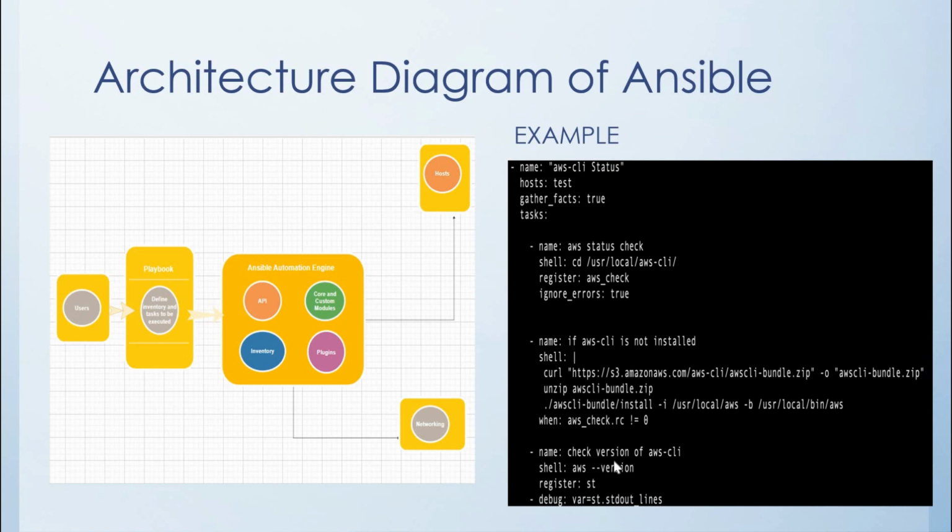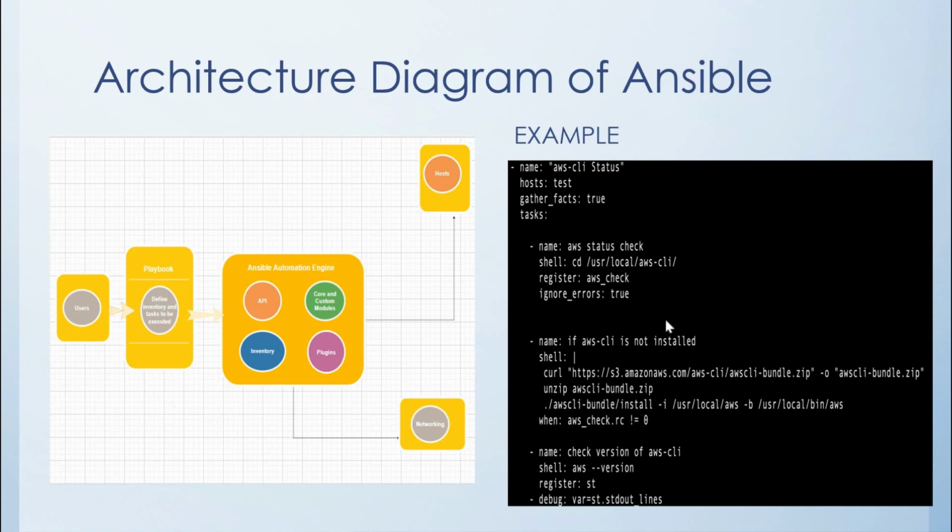So these are the three tasks which we are executing. First task is AWS status. Second is, if AWS CLI is not installed, you will run these three commands. These commands follow the AWS documentation to install AWS CLI. If you want to know what these commands do, you can go through the AWS documentation and read it to become familiar with all these commands.